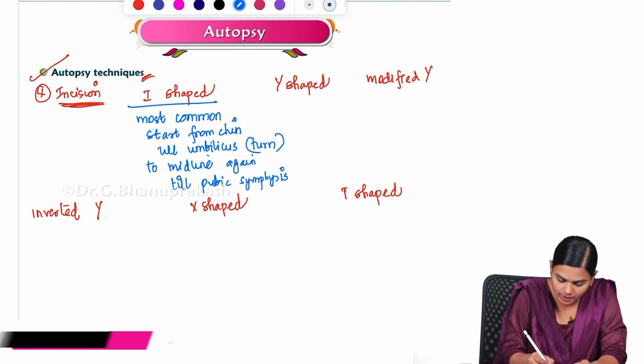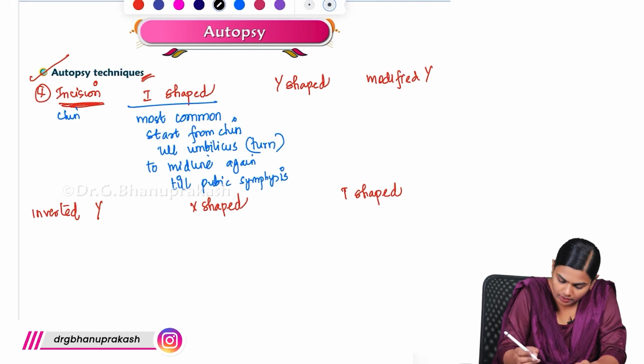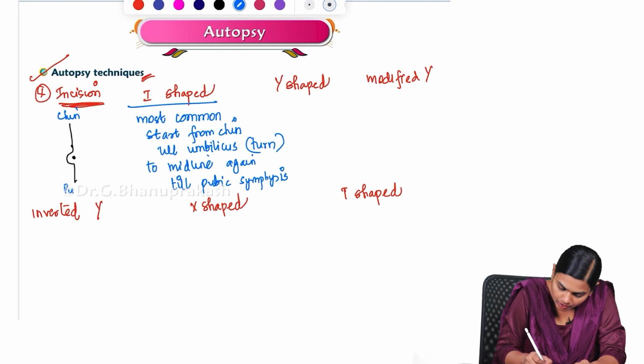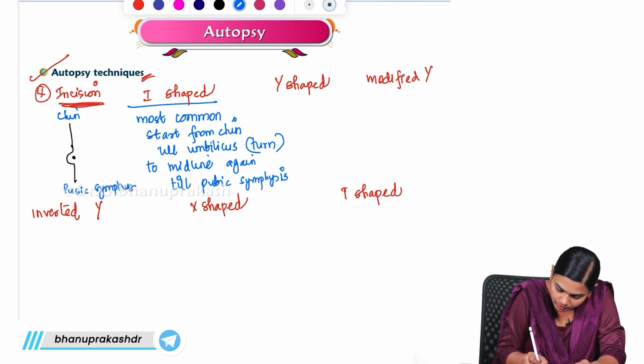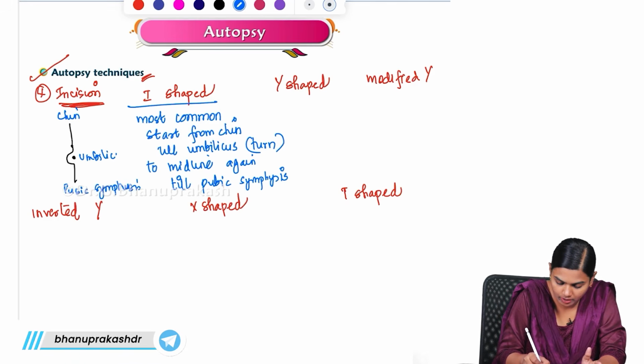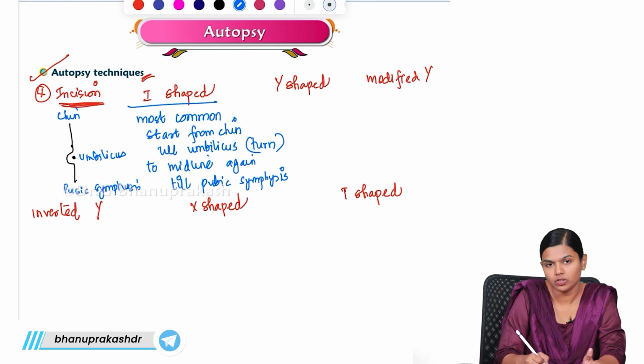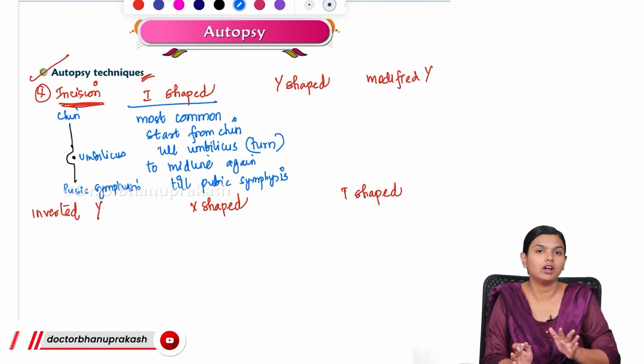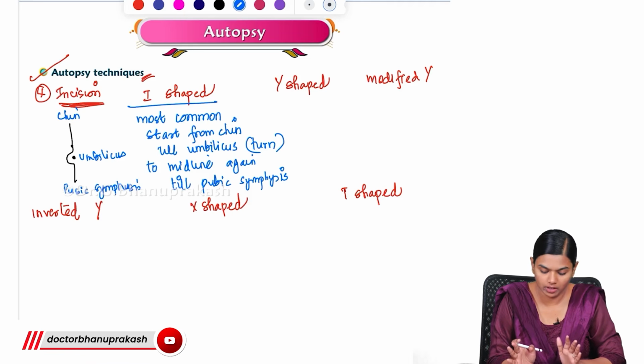If this is your chin, we will start from here and this is your umbilicus. So, this will go like this, go back to the midline again and end in the pubic symphysis. This is how it is usually done. Starting from the chin, go down straight in the midline, take a detour around the umbilicus and go straight again to the pubic symphysis. This is the I-shaped incision that is commonly used.